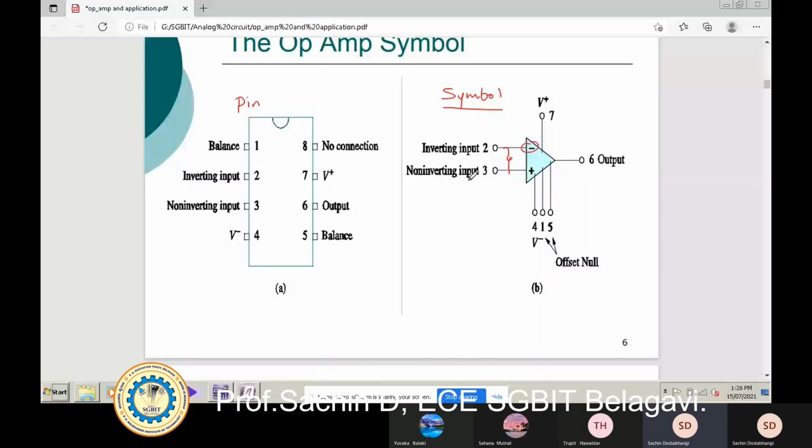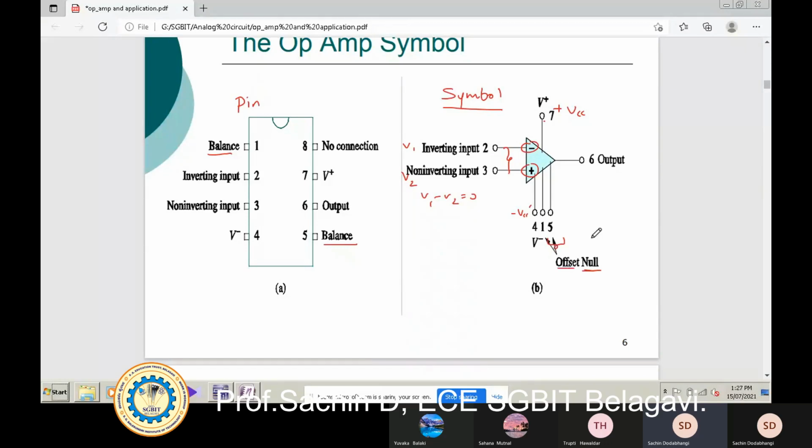Pin number 4 is minus VCC, and 1 and 5, as you can see in this pin diagram, are for balance, which means offset null. If I don't connect any input, the difference between the inputs, taking them as V1 and V2, V1 minus V2 has to be 0. But still we find some small amount of voltage, some microvolts. To nullify that voltage and make it 0, we use pin number 1 and 5.